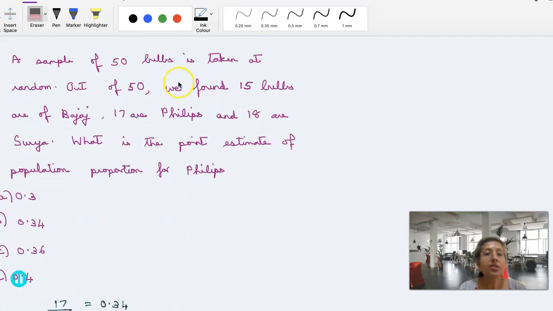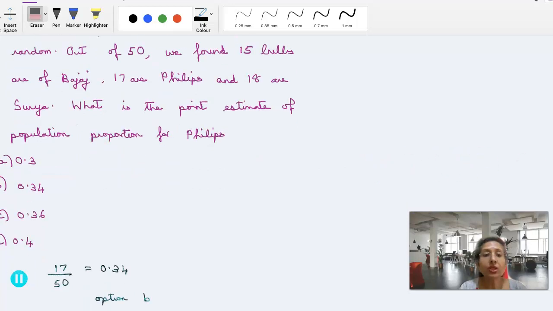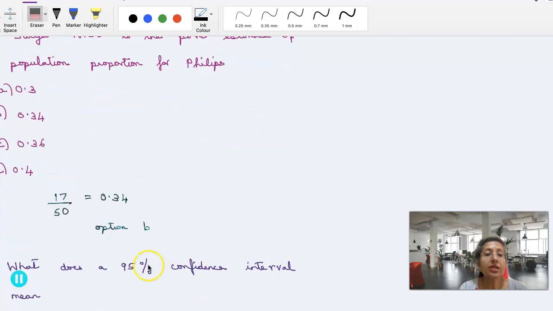Coming to the next question, a sample of 50 bulbs is taken at random. Out of 50, we found 15 bulbs are Bajaj, 17 are Philips, and 18 are Surya. What is the point estimate of population proportion for Philips? So that will be total number for Philips, that is 17, by total number, which is 50, so it is 0.34, and that is option B. So it is the sample count divided by the total number.